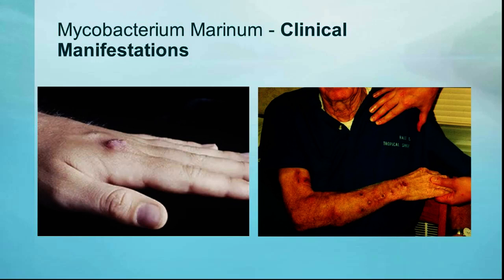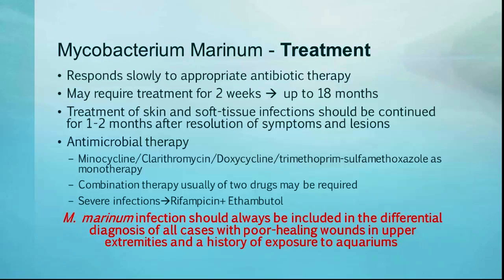So this is how it can usually start, just as a tiny tender nodule. It can progress. On the right, you can see a series of nodules, like ascending lymphangitis. It can happen like that too.